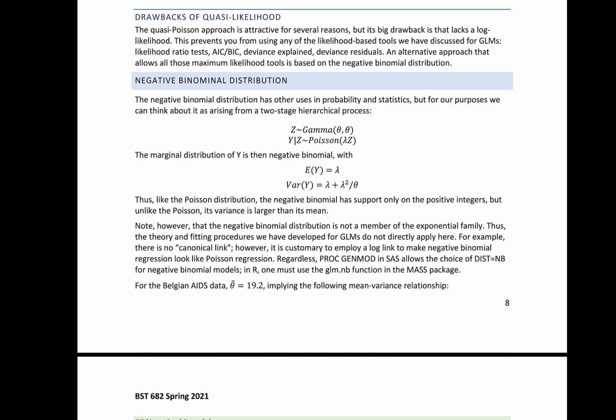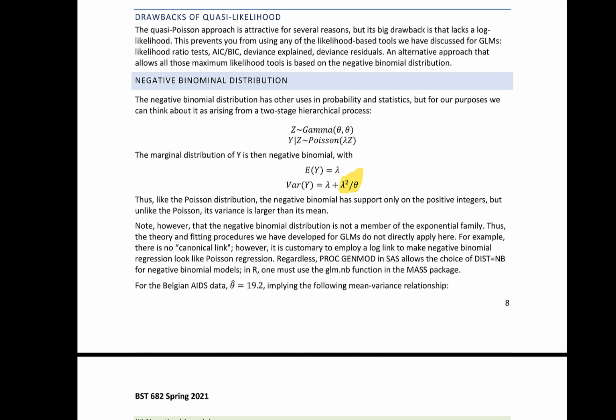So then, like the Poisson distribution, the negative binomial has support over only the non-negative integers, but unlike the Poisson, its variance is going to be much larger than the mean, and we can actually see that right here because we end up with that additional term in the variance of Y.